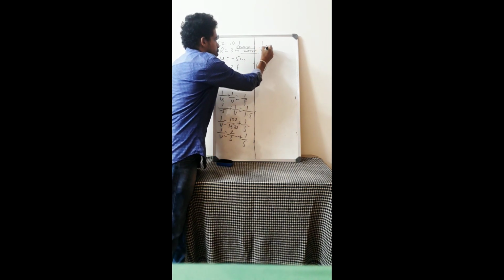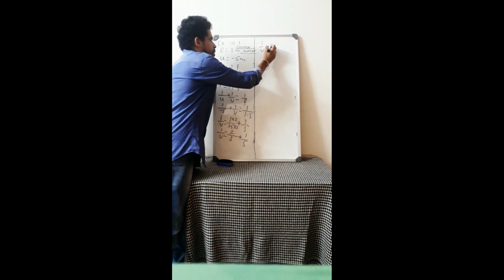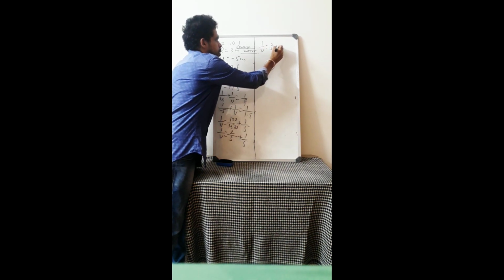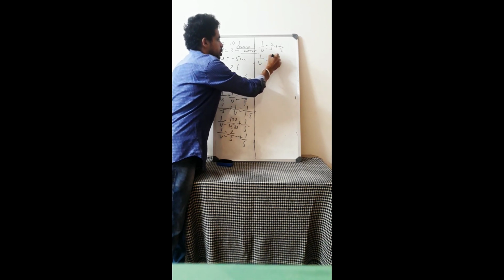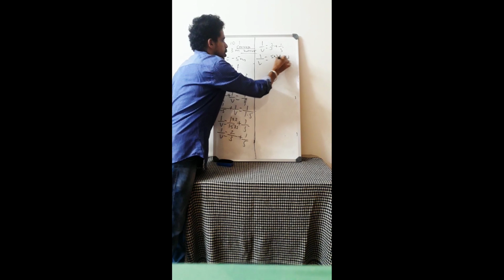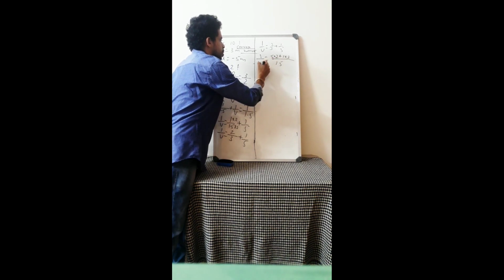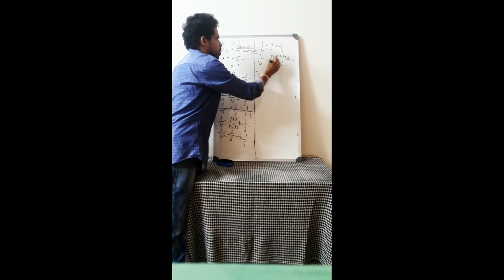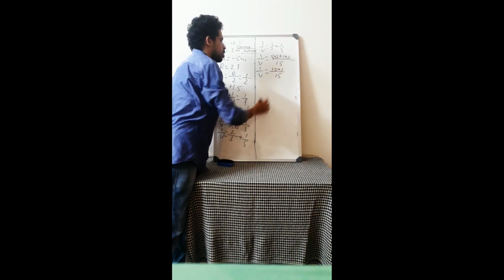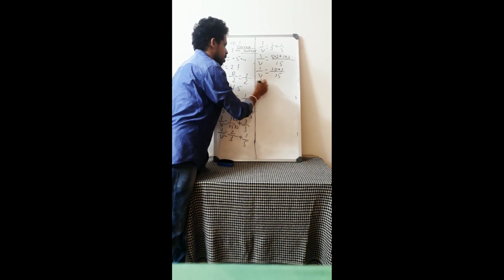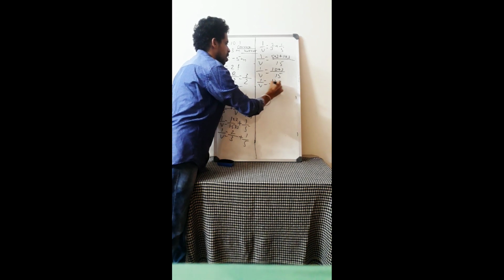So 1 by V is equal to 2 by 3 plus 1 by 5. You can take the LCM here. 5 3s are 15, so 15 is the LCM. So (5 into 2 plus 1 into 3) by 15. 5 2s are 10 plus 3 1s are 3, so 10 plus 3 by 15. 1 by V is equal to 13 by 15.